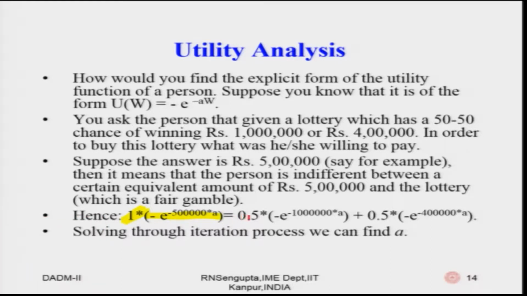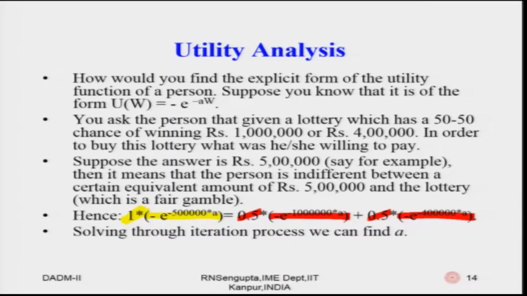Now, come to the other side, left hand side. The probabilities are half and half, so the probabilities are given 0.5, 0.5. Now, what are the utilities, you will ask. The values of the wealth were 10 lakhs and 4 lakhs. So, the utility for 10 lakhs is given, the utility of 4 lakhs is given, multiply each of them with 0.5, 0.5, you get the expected value, balance that and find out the value of A. So, solving through an iteration process, we can find out the value of A.